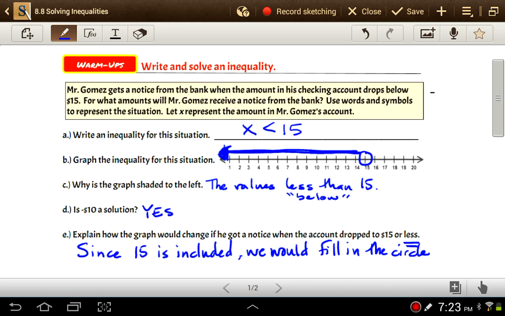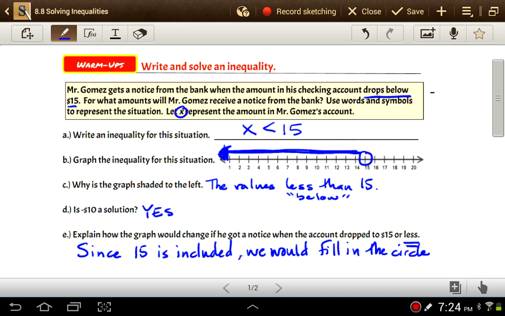First of all, the question is about Mr. Gomez getting a notice from his bank when the checking account drops below $15. So that's the key phrase right there that we need to know in this problem. In example A, it says write an inequality for the situation. It told you to let x represent the amount, so that's why I use the variable x. And since I want to drop below, that would be less than. So x is the amount of money in my account. If that amount of money, x, is below, less than 15, that is when Mr. Gomez gets his notification. So x is less than 15.